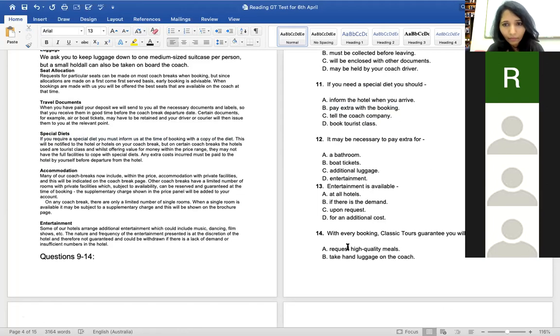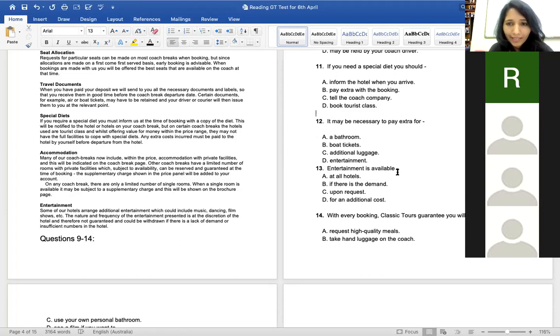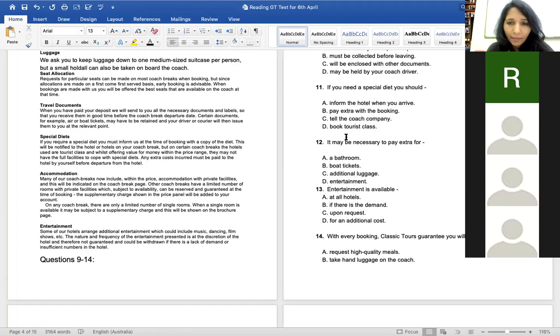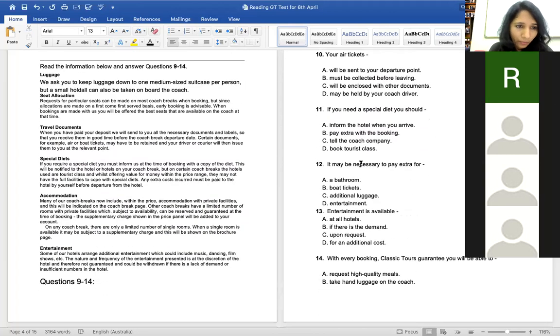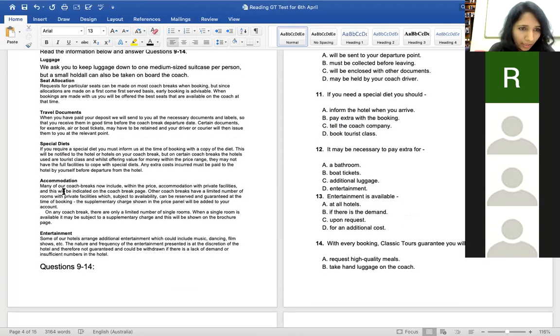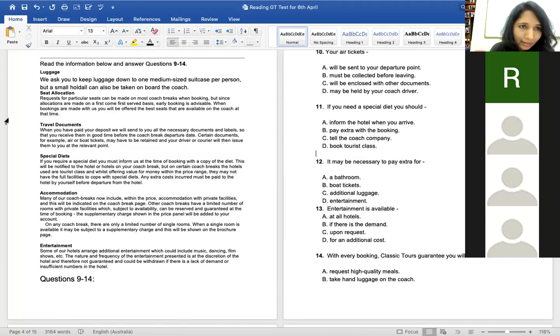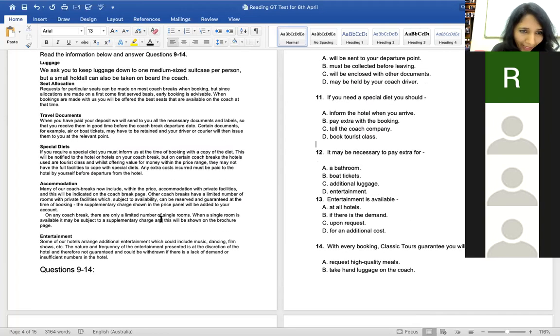Yes, I am. Okay, if you look at the next one, entertainment. It may be necessary to pay extra for. So paying extra is our key idea here. Where should we pay extra? Paying extra, special diet, accommodation. So we go looking for extra pay, and then for bathroom, boat tickets, additional luggage, or entertainment. Here there is nothing within the headings, so we have to go looking for paying extra. We have to scan for that information.